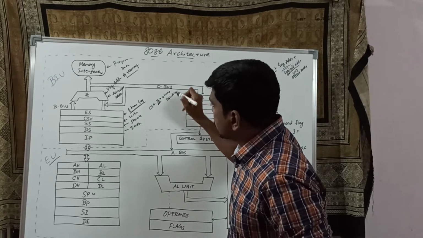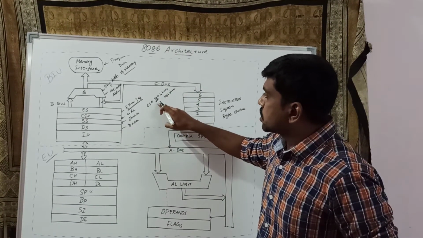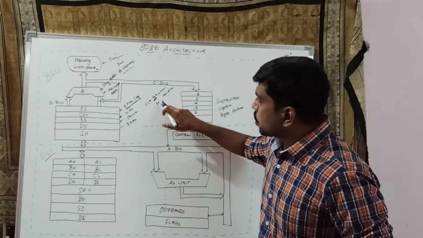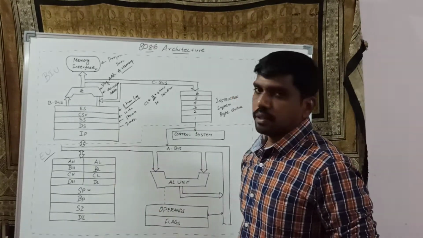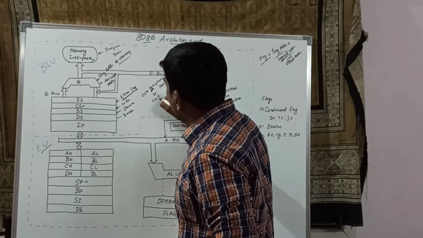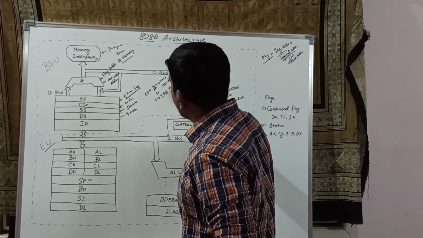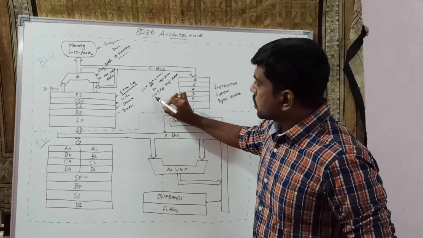So, left direction. After shifting the code segment value 4 times, you get the 20-bit address location. This 20-bit address location is summed with the instruction pointer. So code segment plus IP equals the physical address.